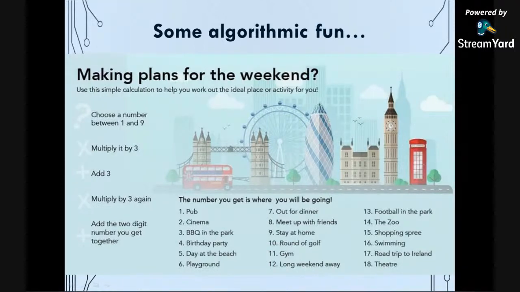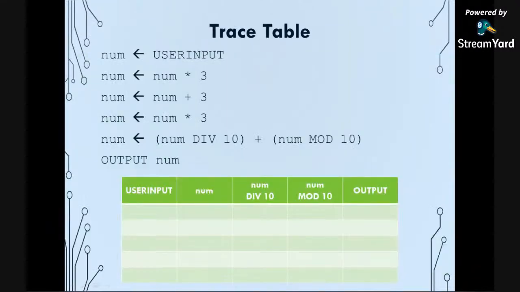Okay, so we're going to go through what this means, and we're going to do this in a trace table. So what I've done is I've put this into some pseudocode for you. So the number is whatever the user has picked, so the user input if we were doing this on a computer. Then the number becomes itself times 3. Then the number becomes itself plus 3. Then the number becomes itself times 3 again. And then if you have the number, add the 2 digits together.